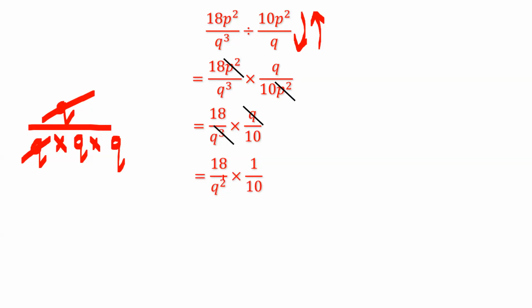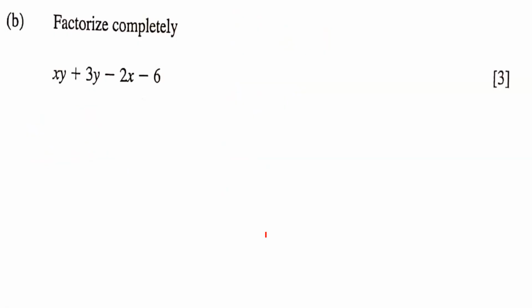And so we have 18 over q squared times 1 over 10. We multiply 18 times 1, which gives us 18, and we multiply 10 times q squared, which is 10q squared. We divide top and bottom by 2. 18 divided by 2 is 9, and 10 divided by 2 is 5. So the answer is 9 divided by 5q squared. Moving right along, we have the next one, which is factorization. Here, we're going to do factorization by grouping.